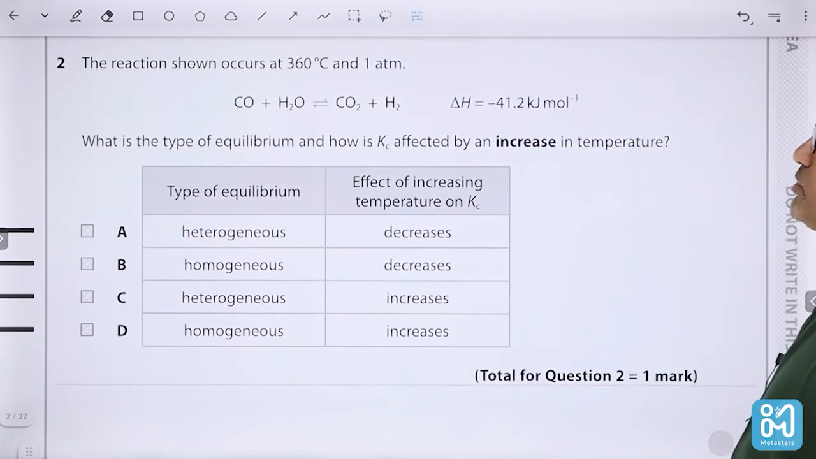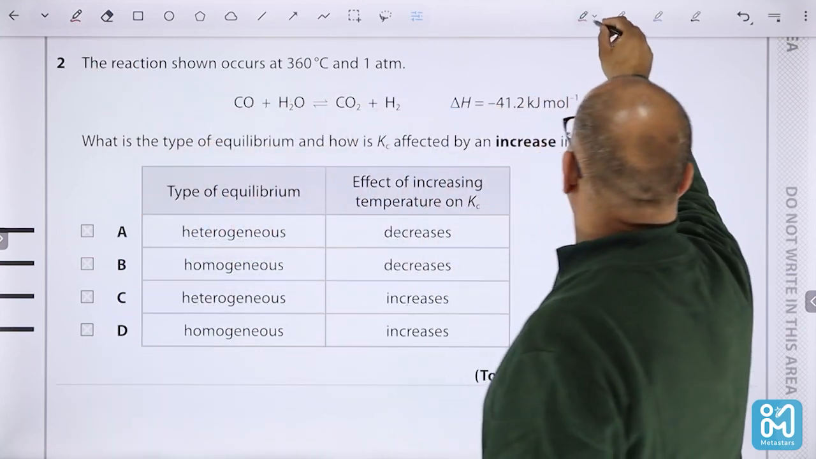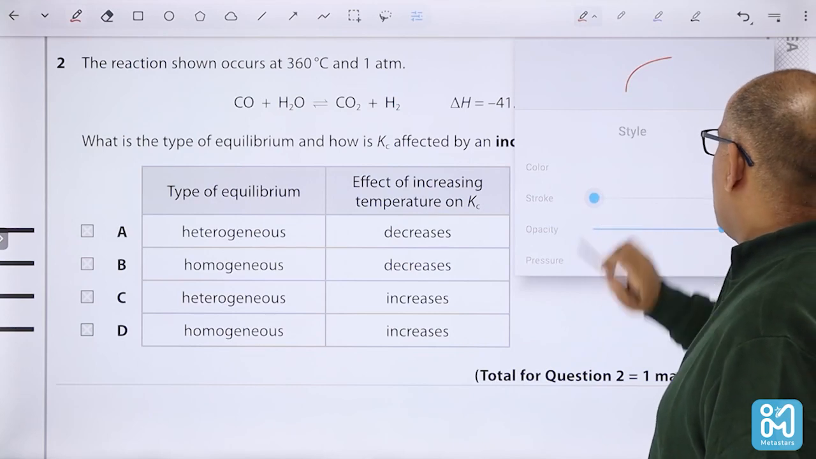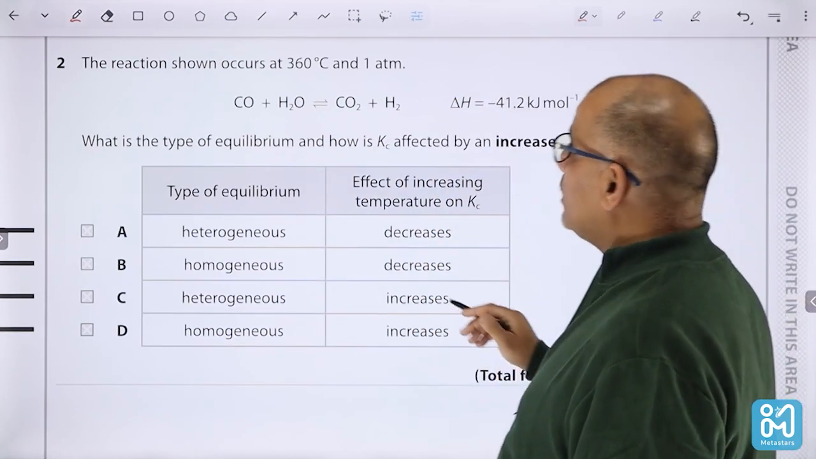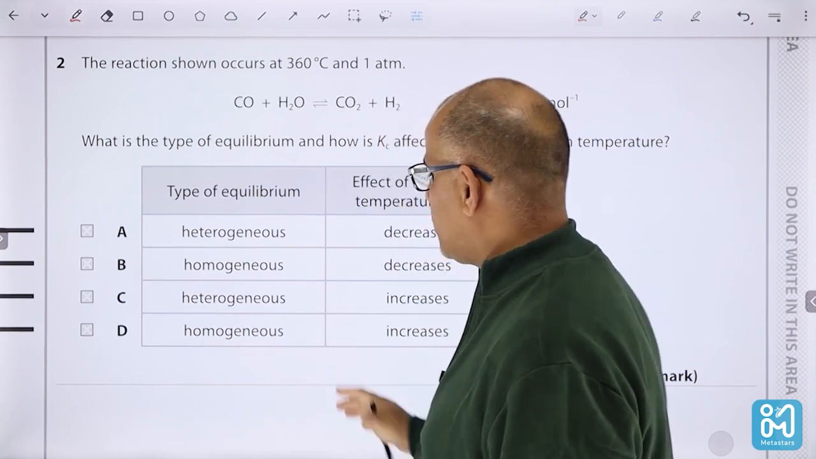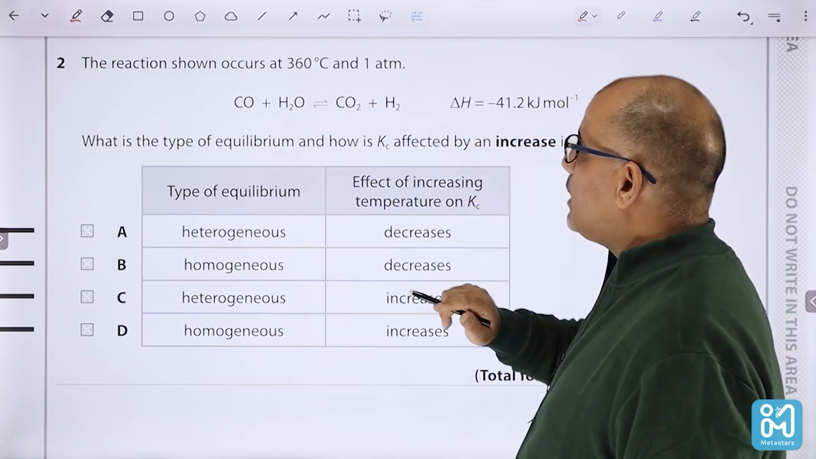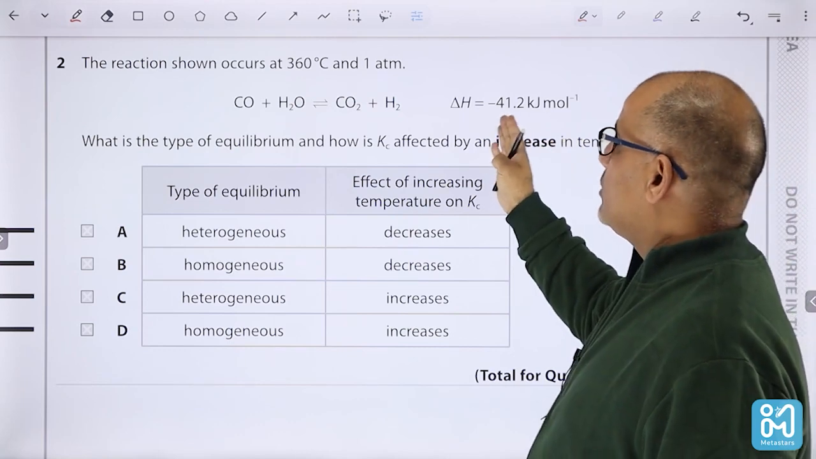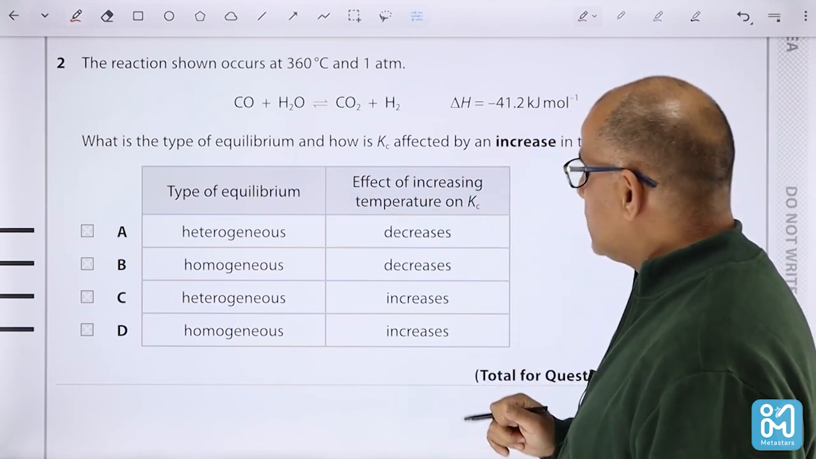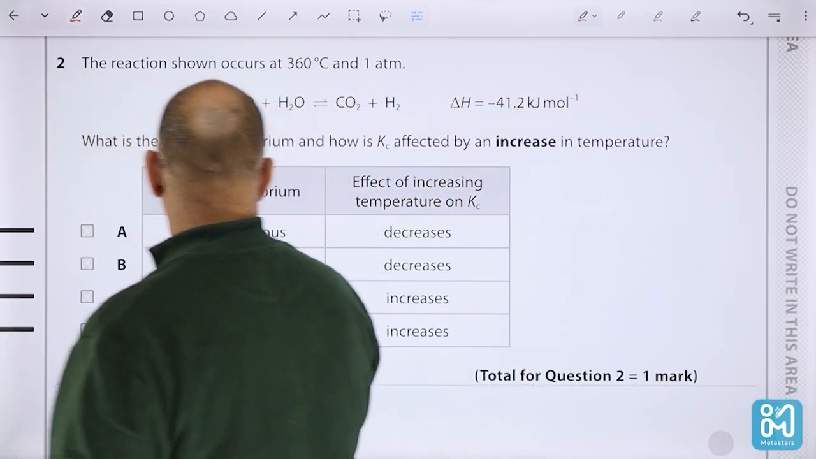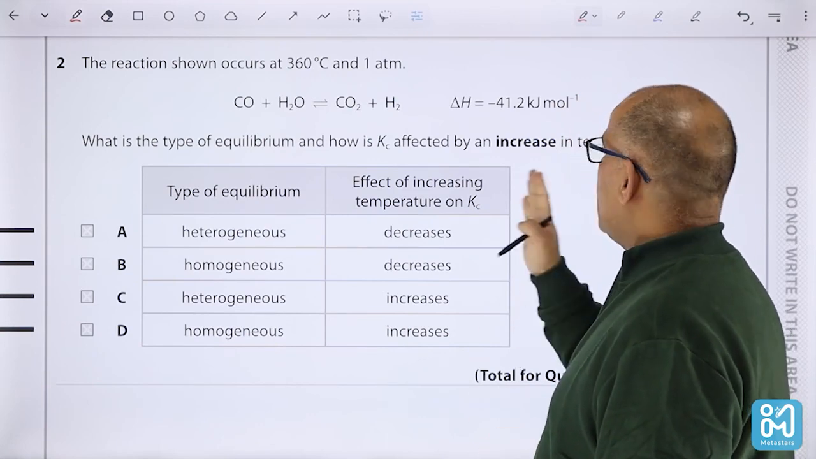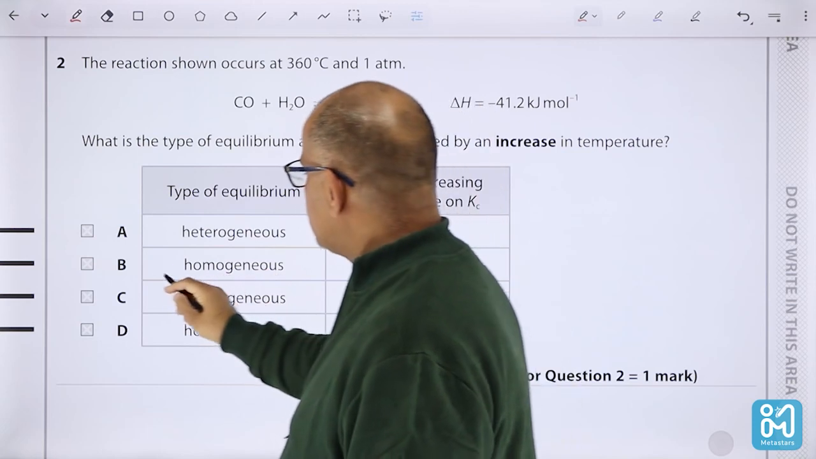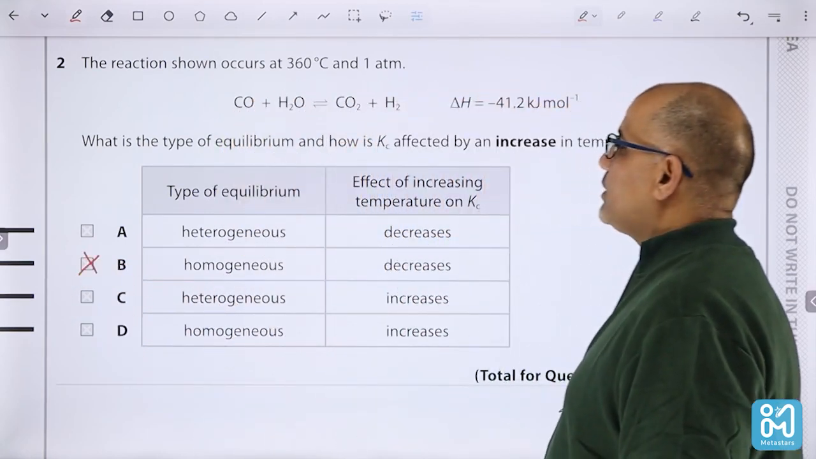For the next question, the reaction shown occurs at 360 degrees. This is very important because at this temperature you will see the state of each substance. So in this case, all of them are gases, so we have a homogeneous mixture, not a heterogeneous one. And because it's an exothermic reaction, increasing the temperature will shift the equilibrium to the left. So the correct answer is homogeneous and Kc decreases, because the products' concentration decreases as we shift by increasing the temperature. So it is homogeneous and decreases.